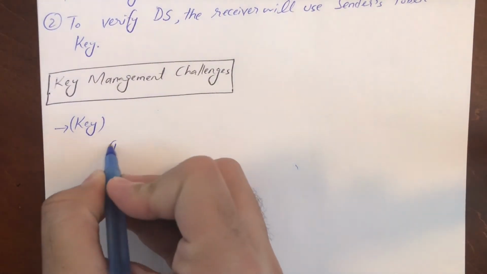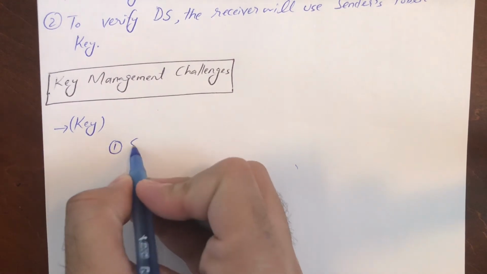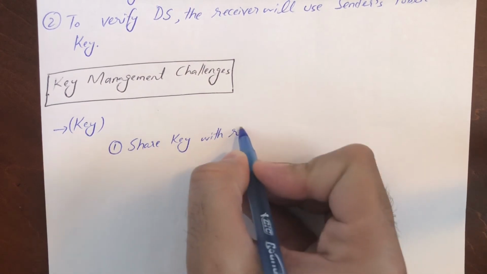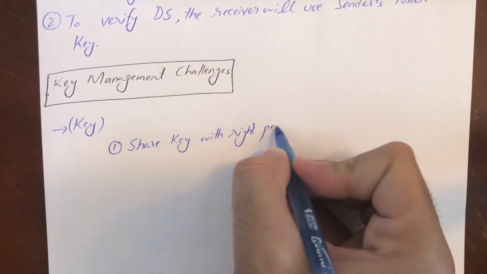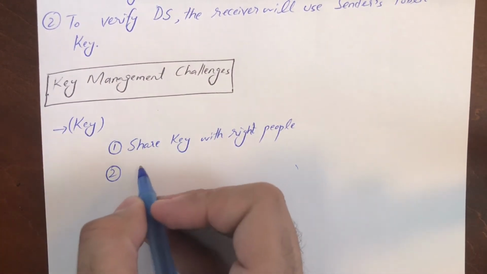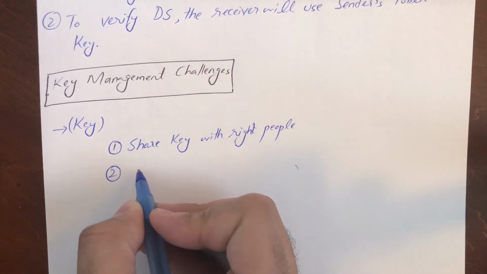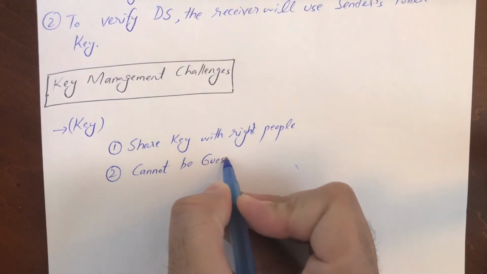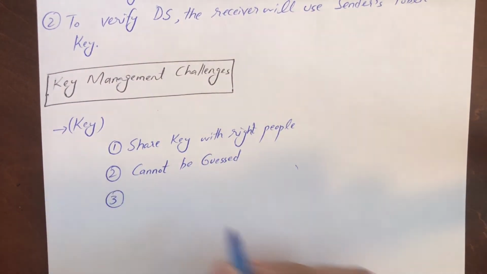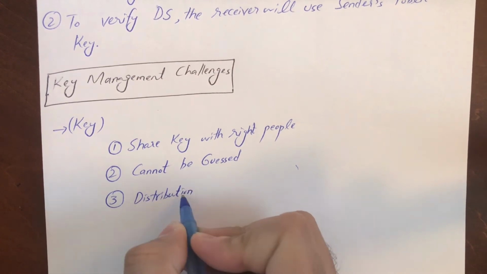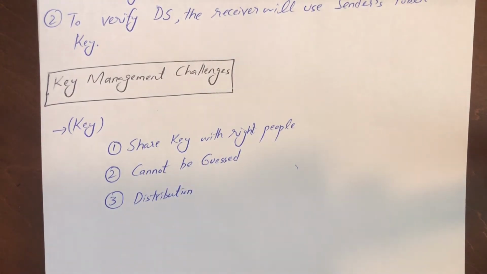But there are a few challenges. Number one, the first challenge is how we can share the key with the right people. Second challenge is it should not be easy to guess. So we need to choose some key which cannot be guessed. Number three, key distribution is another challenge: how to distribute the key among the right people.